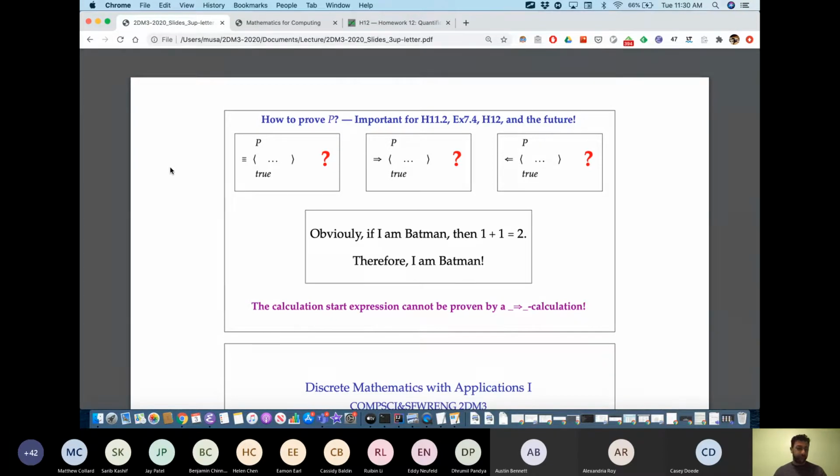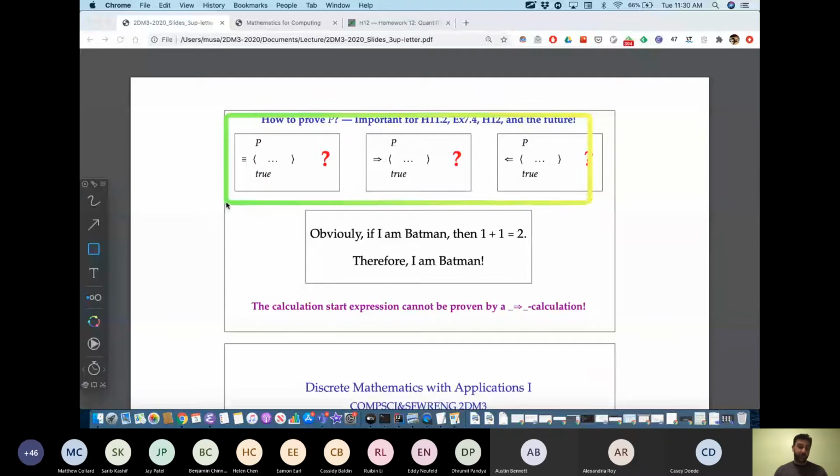This came up in the course help channel, and I'm going to try to put it in the exercises as well. To prove a statement is true, two out of these boxes will work. One of them will not. Does anyone want to guess which of these boxes will not work? Implication? Yes. This box, P implies true.